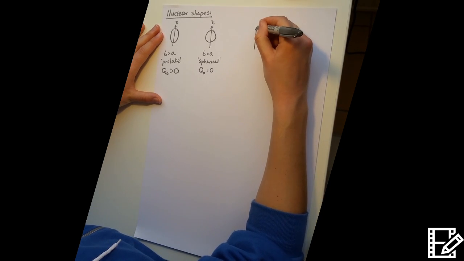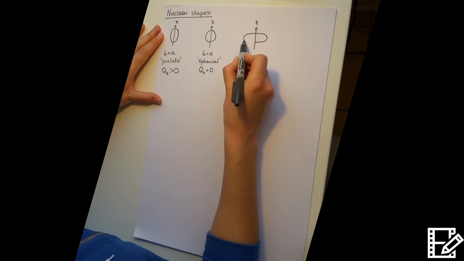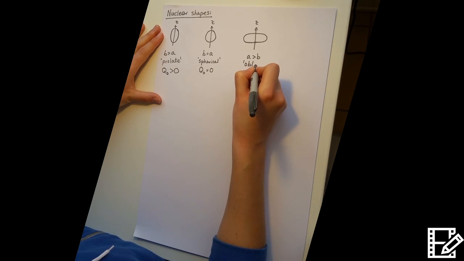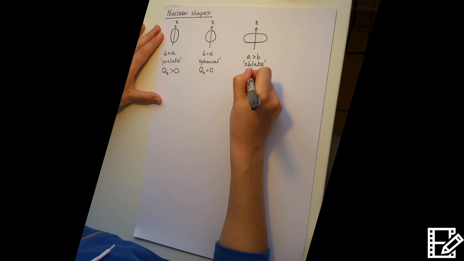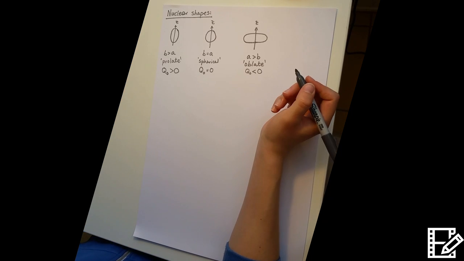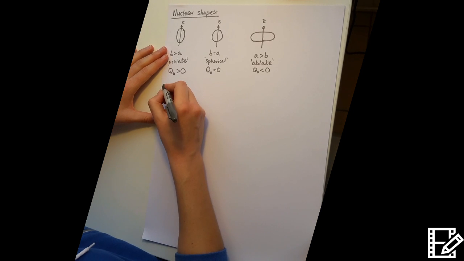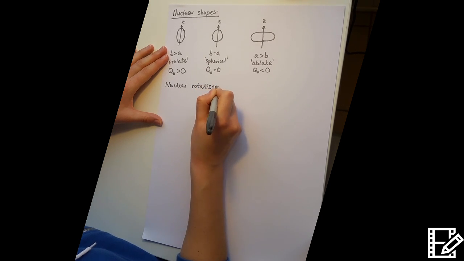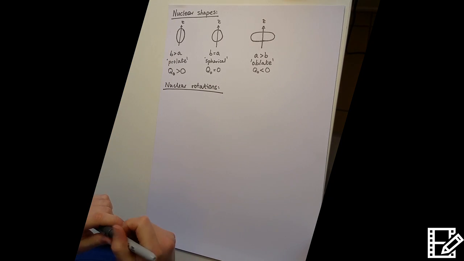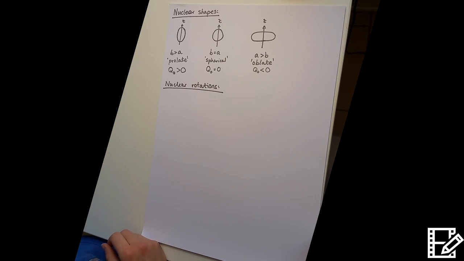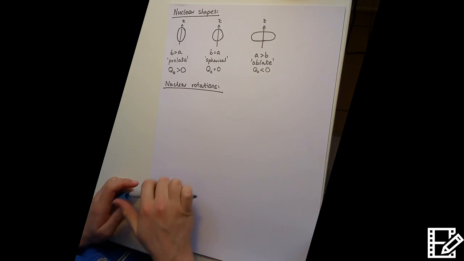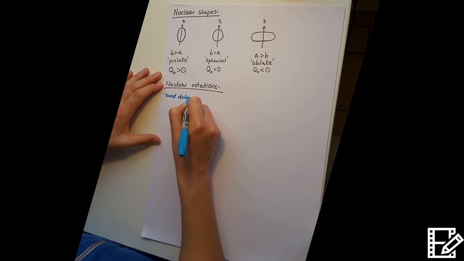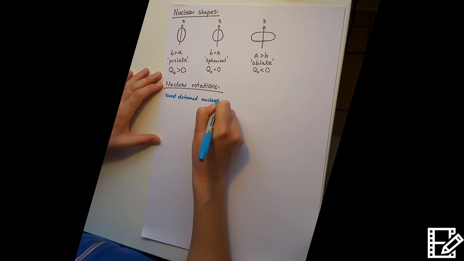Lastly, we can have a shape which looks like this. And of course now A is greater than B. We call this oblate. And Q0 is of course less than 0. Now we want to think about nuclear rotations and what effect that has in the nucleus. Well, it just so happens that in order to observe nuclear rotations quantum mechanically, we have to have a nucleus which is deformed, so we can't observe it for spherical nuclei. So we need a deformed nucleus to observe this rotation.